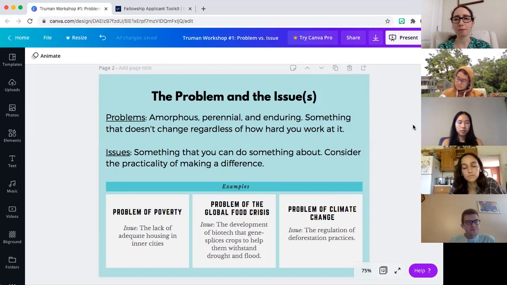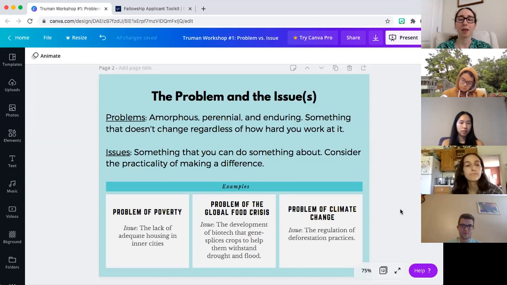So the problems are those larger, amorphous challenges that you alone could never hope to fix. Some people might think that they could fix the problem alone, but you cannot. Even people who've been working in that field for decades, this is not something they could address. Poverty is another one of these larger amorphous problems. The issue is something that is specific within that larger problem that you could do something about. And so the emphasis is on the practicality of making a difference.